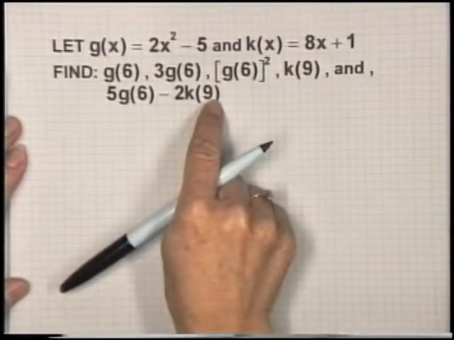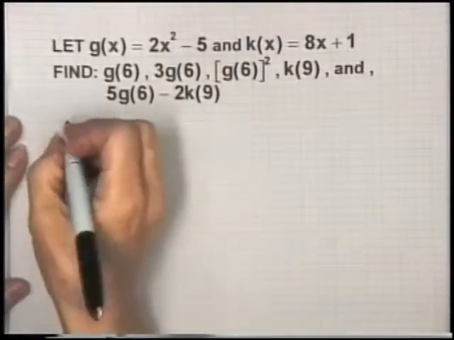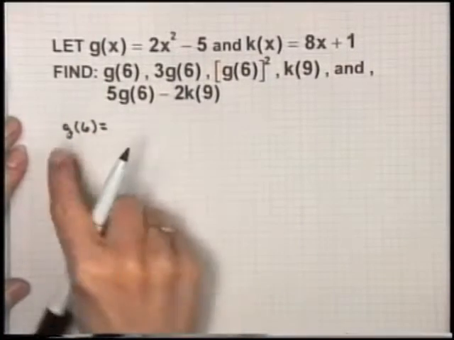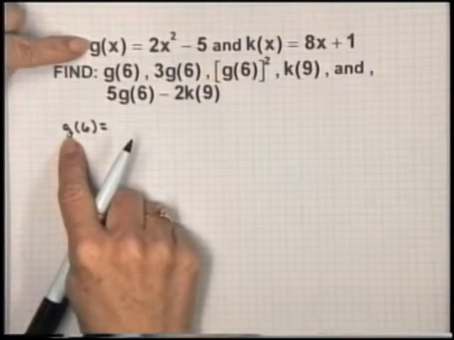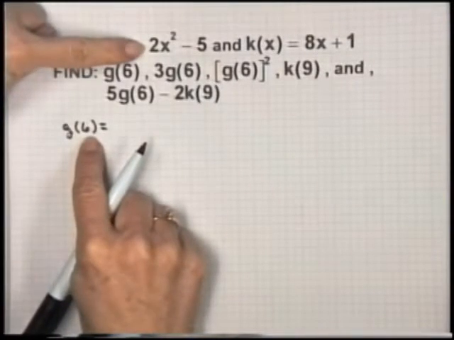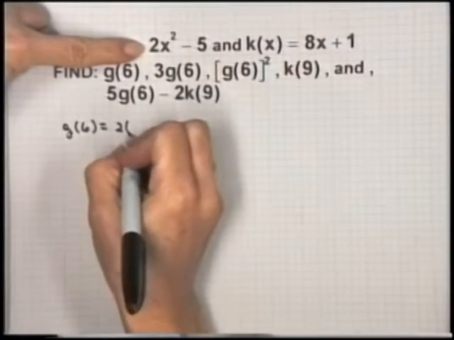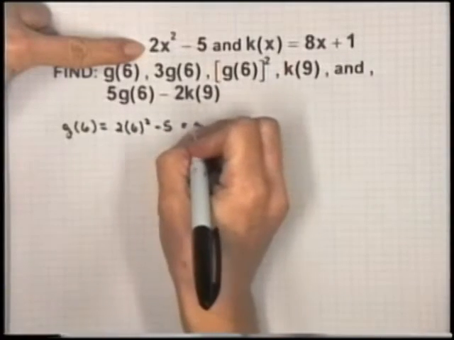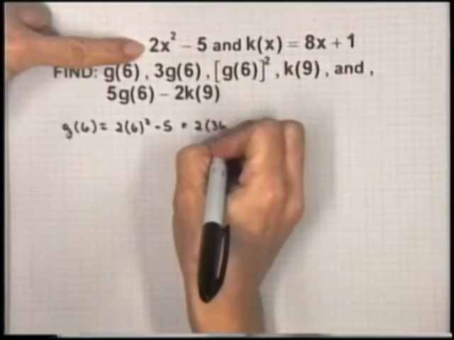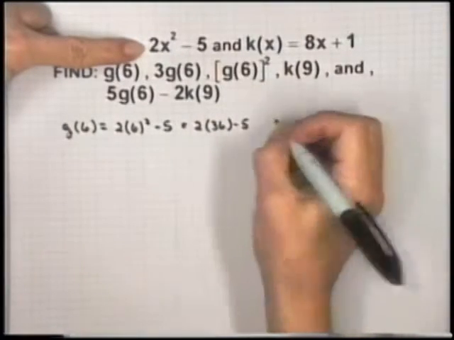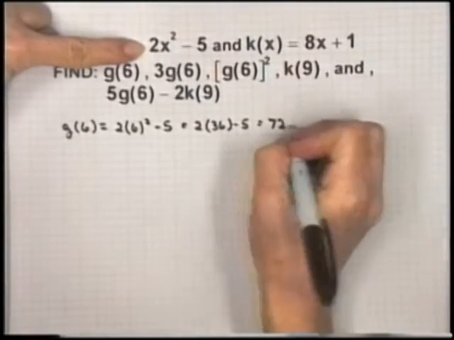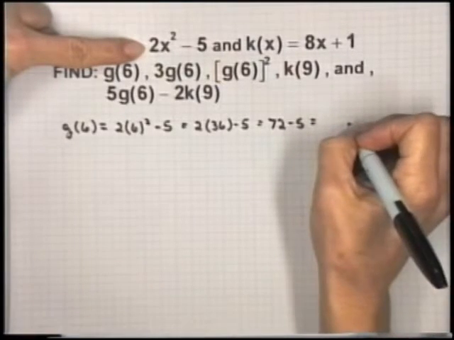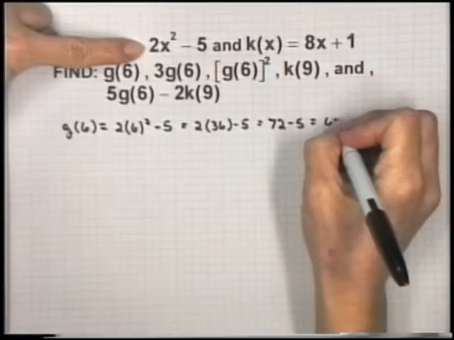Well, let's do this a piece at a time. Let's start here. G of 6. G of 6 says we're going to go to function g right here and replace x with 6. So putting a 6 in here, 2 times 6 squared minus 5. I have 2 times 36 minus 5. That's 72 minus 5, which is what, 67?